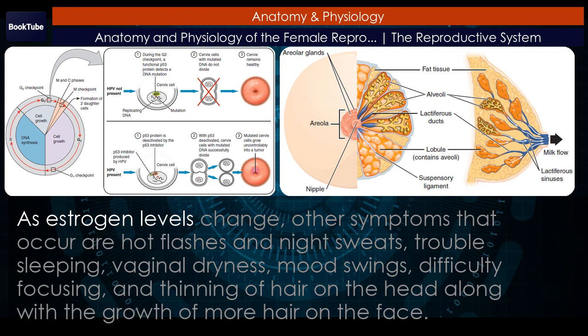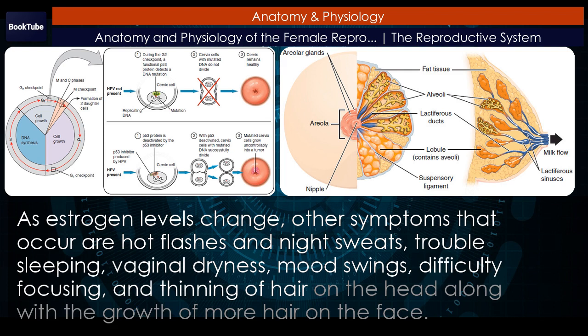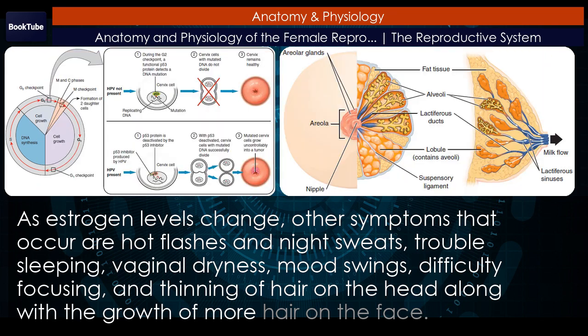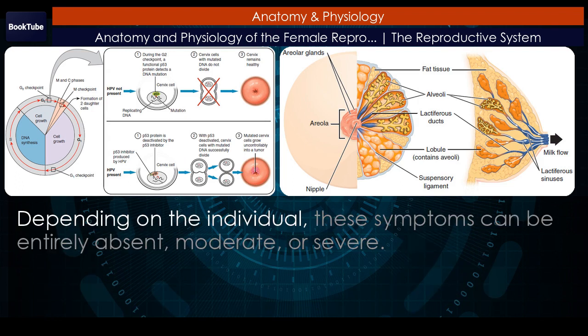As estrogen levels change, other symptoms that occur are hot flashes and night sweats, trouble sleeping, vaginal dryness, mood swings, difficulty focusing, and thinning of hair on the head along with the growth of more hair on the face. Depending on the individual, these symptoms can be entirely absent, moderate, or severe.